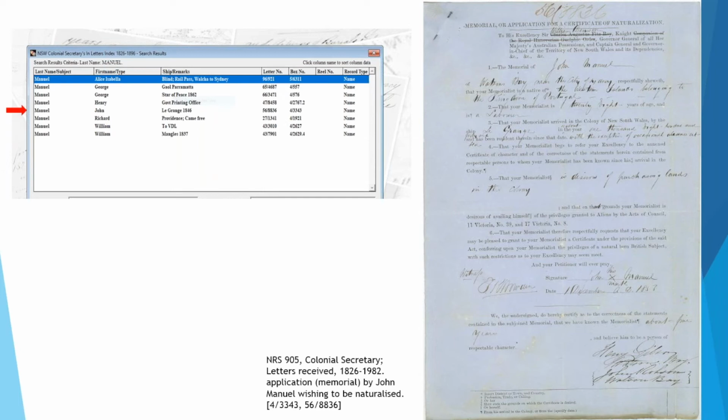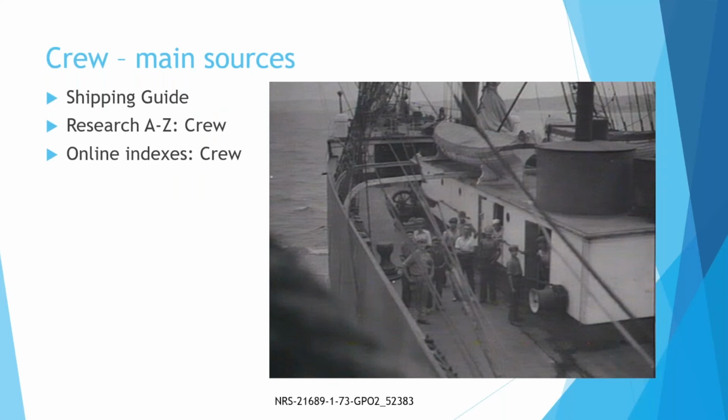So naturalization certificates, as I said, are a really good way of locating people who weren't born in the British Empire and their arrival out here. Now, if John was a crew member, we'll now look at how we might locate crew records. Again, the shipping guide, a very good source, the A to Z research crew, and the online indexes for crew.